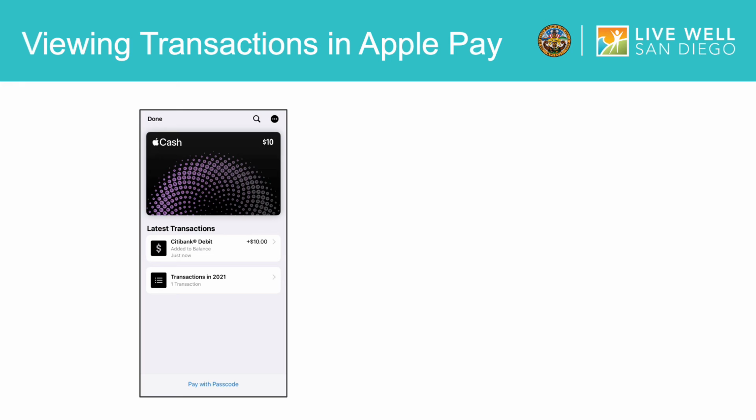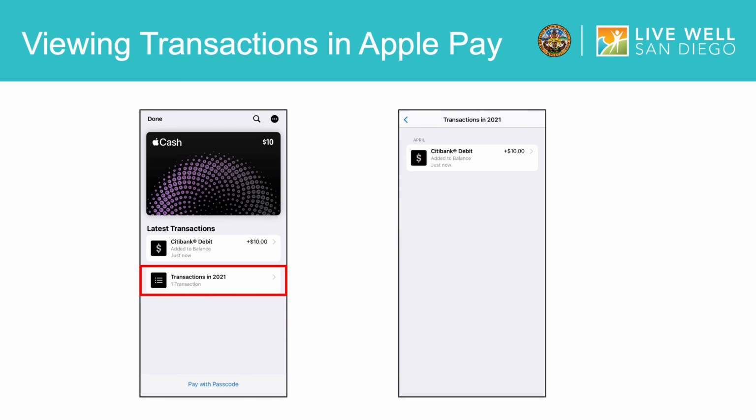You will then see that your payment has been added to your Apple Cash payment card. If you would like to see all of your previous transactions for the year, click on Transactions, and it will take you to the screen on the right.